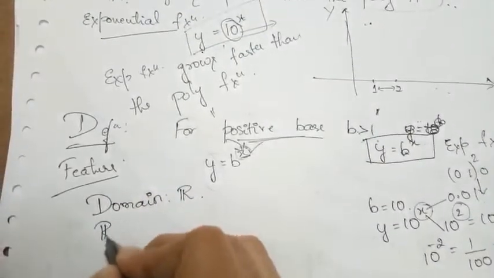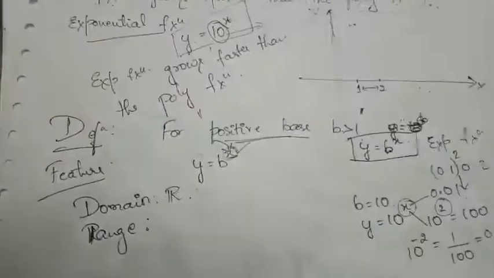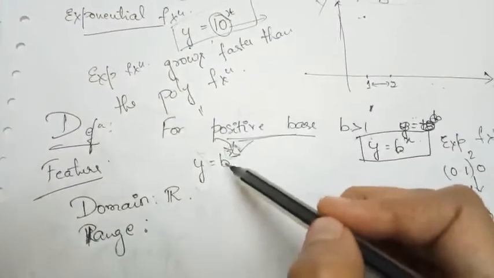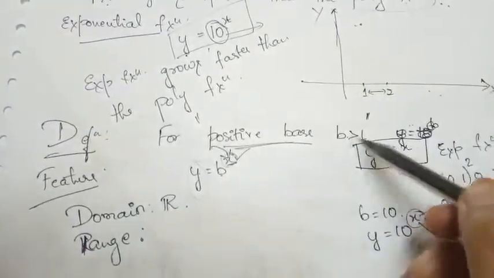Then what about the range of the function? What is the range of the function? Observe properly, guys. Here we are taking a constant or a positive base which is strictly greater than 1.